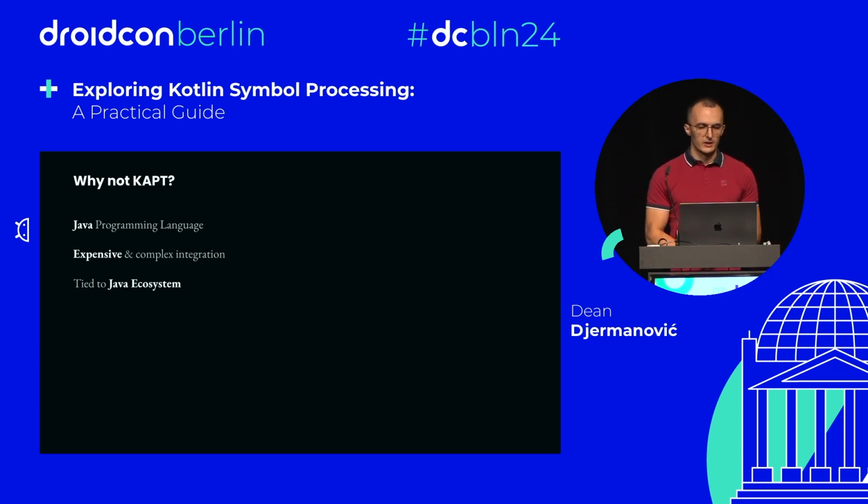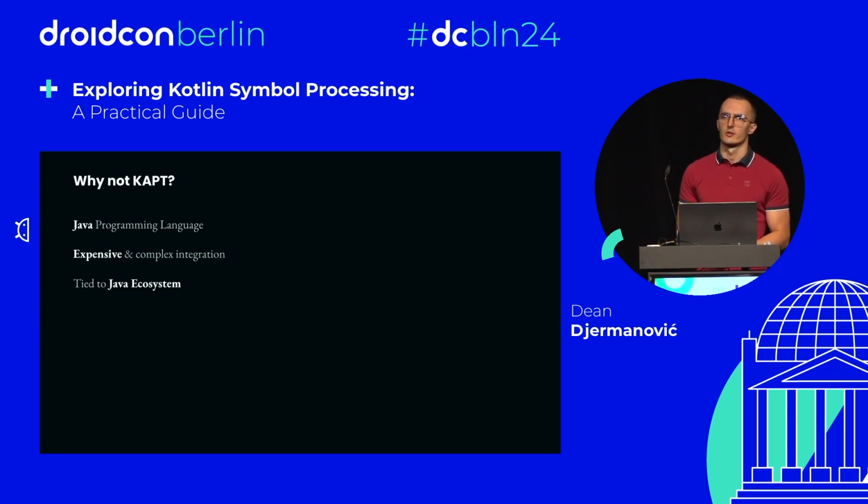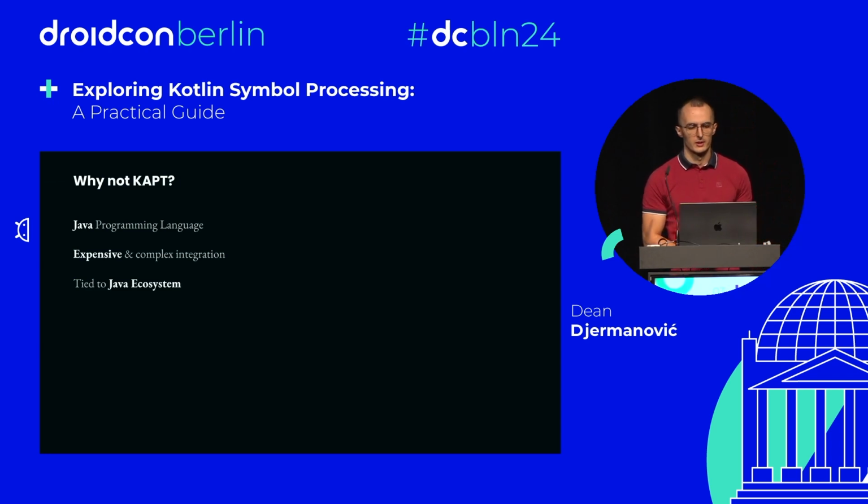Another significant limitation of KAPT is that it is closely tied to the Java ecosystem. This means that annotation processors do not work with other targets that Kotlin can compile to, such as JavaScript or native. So this restricts the usage of annotation processing only to environments where Java is the target runtime.